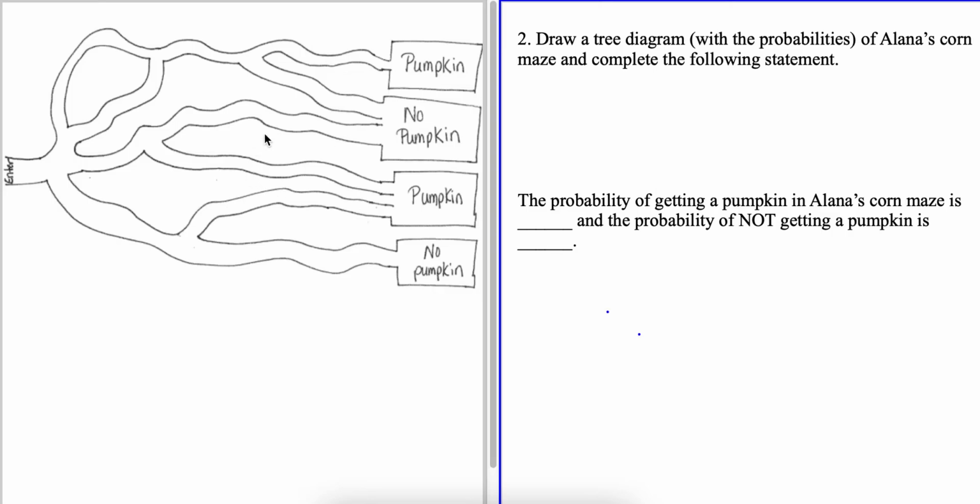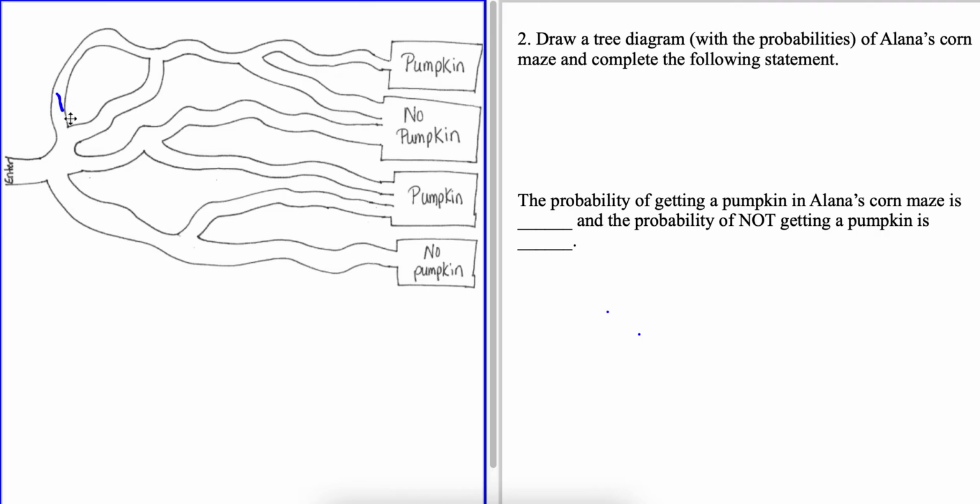So we have a pumpkin patch. We were asked to make a tree diagram. So I'm going to label these first four. Easy. 1, 2, 3, 4. And as we move on to the next paths, we'll label them. But for right now, we're going to follow one.